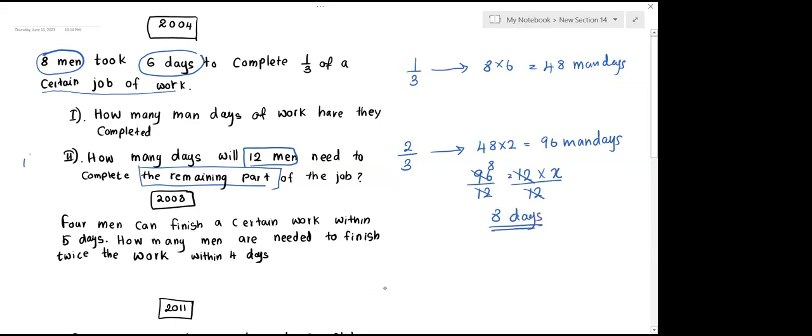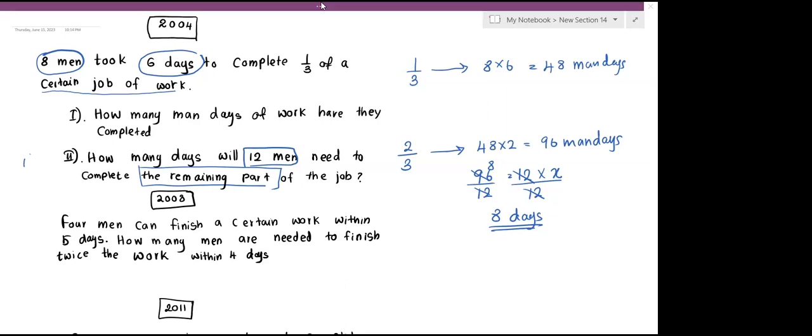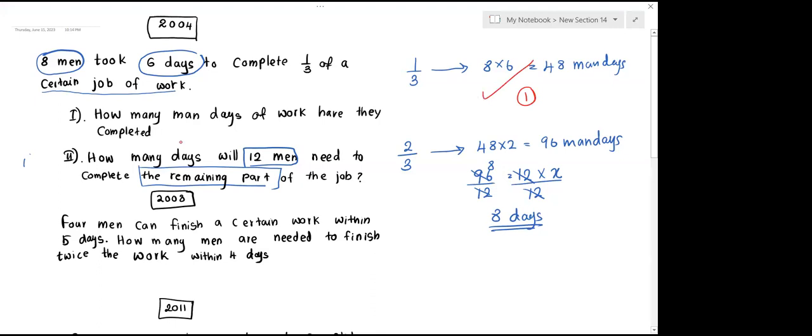Have you got this answer? If yes, please raise hand. The answer ගත්තද? Raise hand කරන්න බලන්න. Okay, good. Right. Then, here in the exam, they have given 1 mark for finding the number of days that they have completed, and 1 for finding this one. Then altogether 2 marks.